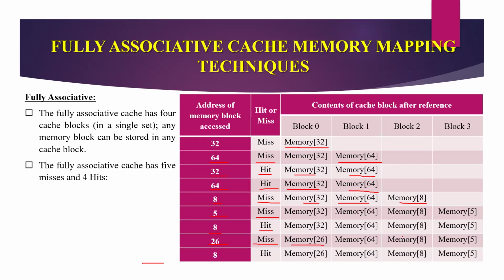Then 8 again. Yes, it is available in block 2, so a hit occurs. In block 0 we have memory 26, block 1 has memory 64, block 2 has memory 8, and block 3 has memory 5. So out of 9 addresses, 4 hits and 5 misses occur.